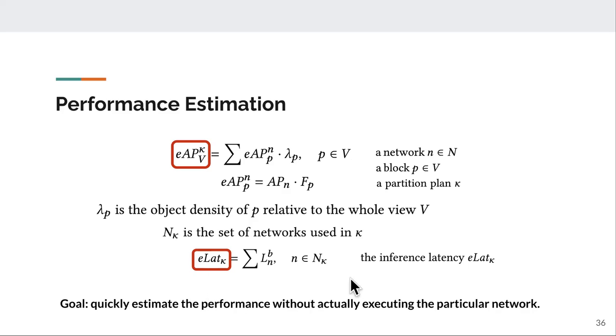So here ELT is the inference latency. They sum all of them over the set of neural networks. B is the batch size. So why am I doing this? Because we want to quickly estimate the performance without actually executing the partition networks.